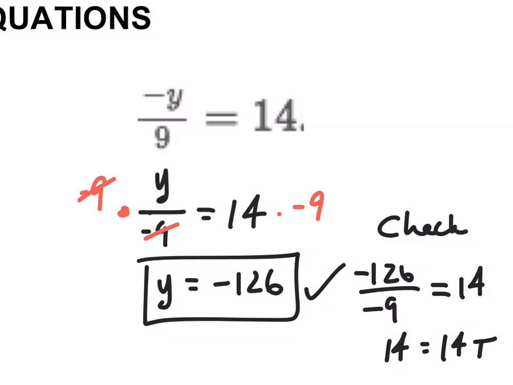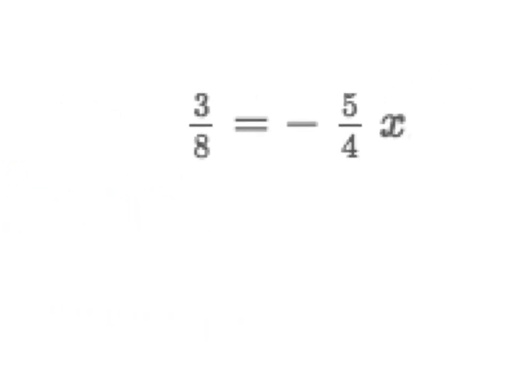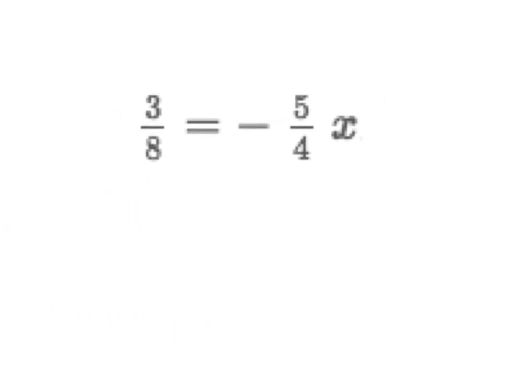Okay, now over here on this one, I want you guys to pay close attention. This one's tricky, and this one is hard to do in your head. I can't even do this one in my head. I have to actually write it down and do the math. What it says here is that I have 3/8 is equal to negative 5/4 times some number, and we've got to figure out what that number is.